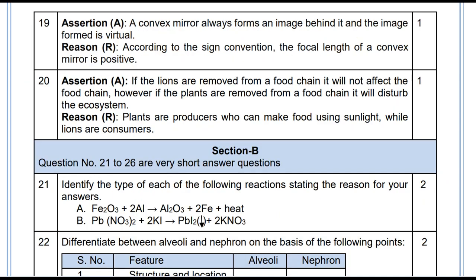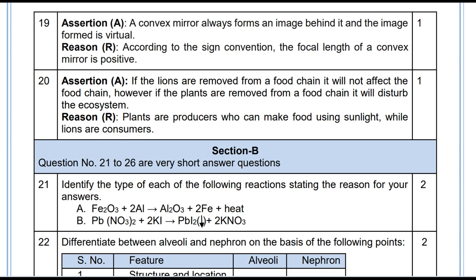Question 19. Assertion A. A convex mirror always forms an image behind it and the image formed is virtual. Reason R. According to the sign convention, the focal length of a convex mirror is positive. Correct answer is B. Both A and R are true and R is not the correct explanation of A.